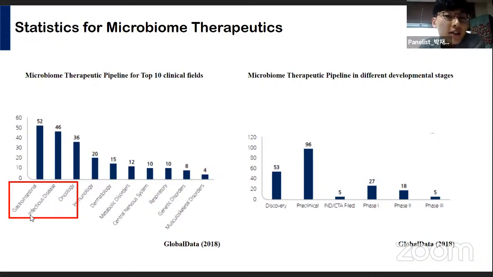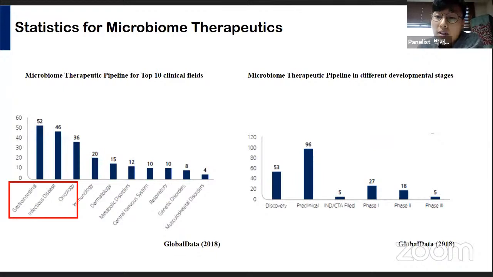the top 10 clinical fields that the microbiome covers are gastrointestinal diseases and infectious diseases, which is quite intuitive and reasonable. But there are some striking fields that microbiome also covers, which are oncology and even the central nervous system. And there are so many different types of medical fields that microbiome can cover.